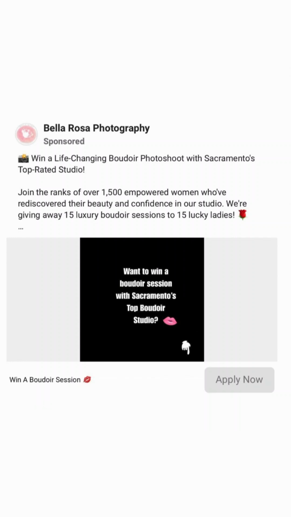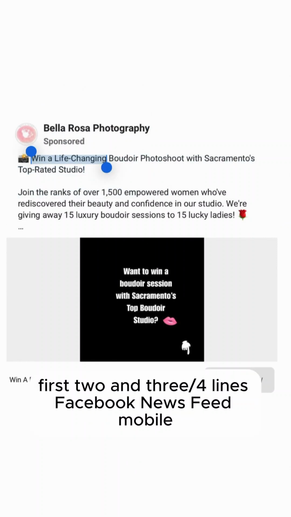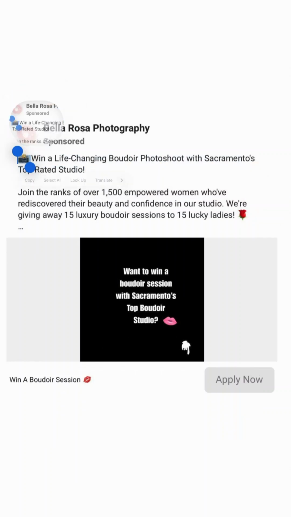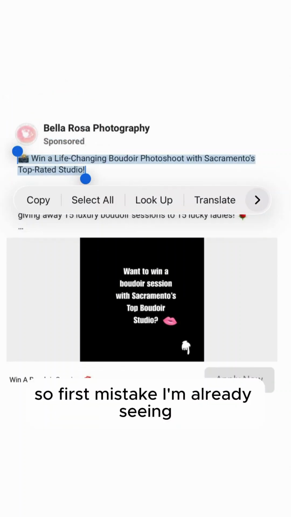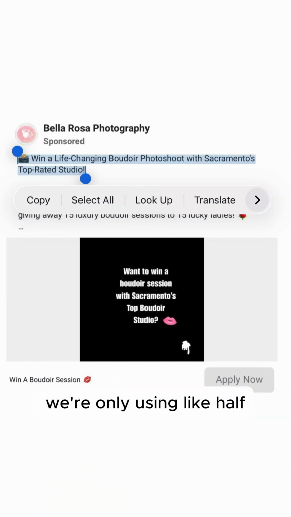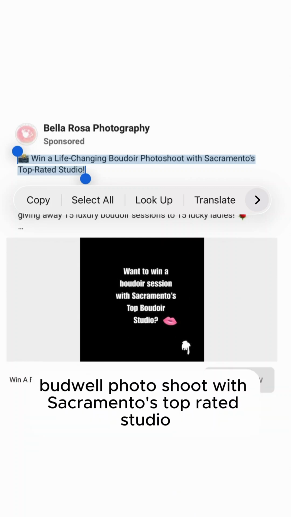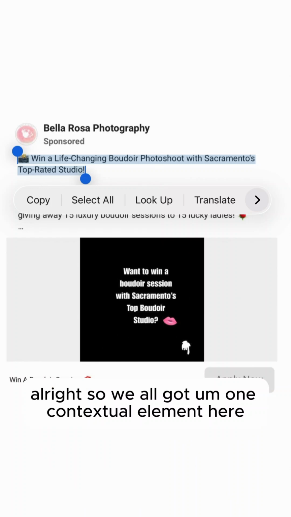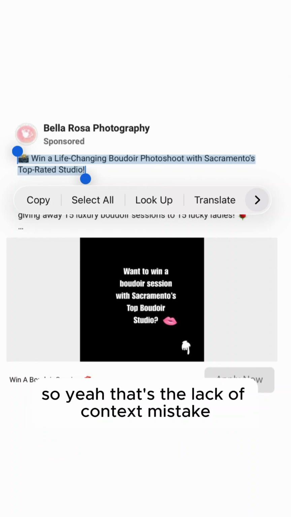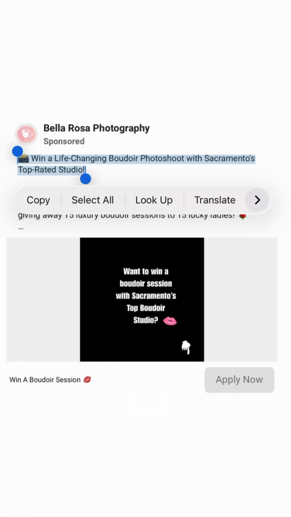Finally, let's look at this See More headline. First 2 3/4 lines, Facebook newsfeed mobile. And we're only using a line and a quarter here. So first mistake I'm already seeing was we're only using like half of our space that we should be. "A life-changing boudoir photo shoot with Sacramento's top-rated studio." All right, so we only got one contextual element here. So yeah, that's the lack of context mistake. Most common mistake that I see though.